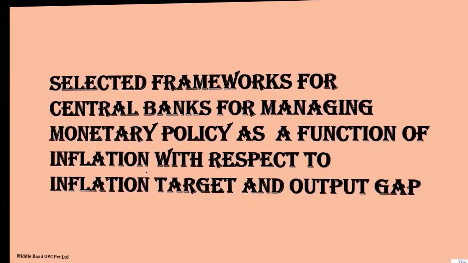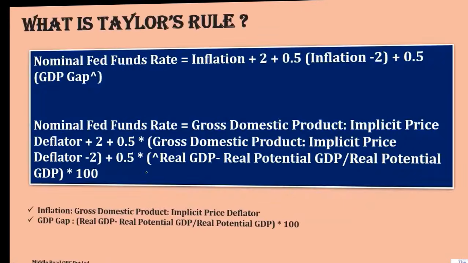Now, we look at the selected framework for central banks for managing monetary policy as a function of inflation. We'll not go very deep into it. We look at Taylor's rule, this very famous rule. When we talk about nominal Fed rates, the real Fed rate would be the nominal Fed rate minus inflation. So you could look at Fed rates as 2 plus 0.5 times inflation minus 2. So it looks at inflation as one part and the GDP gap as another part.